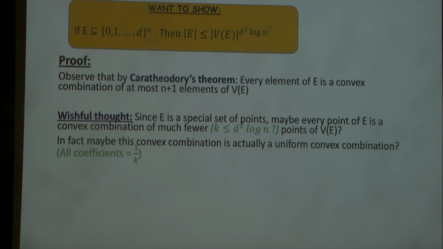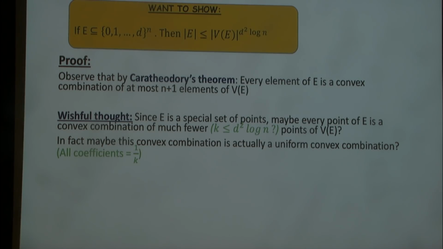Because it can be very different combinations of the same set. Good. Maybe even more is true. Maybe these convex combinations are actually uniform convex combinations. I say a convex combination is uniform if all the coefficients are the same. This was a hope, and for some time we believed this hope. We weren't able to come up with counterexamples. We said, oh, maybe whatever small examples we had, we have E such a special set.